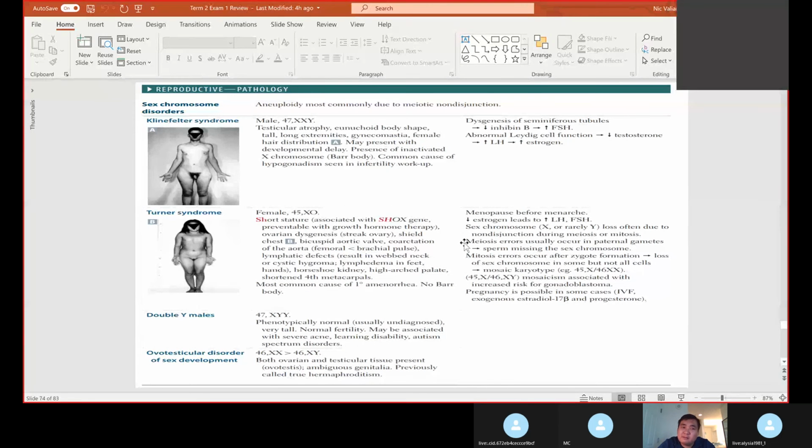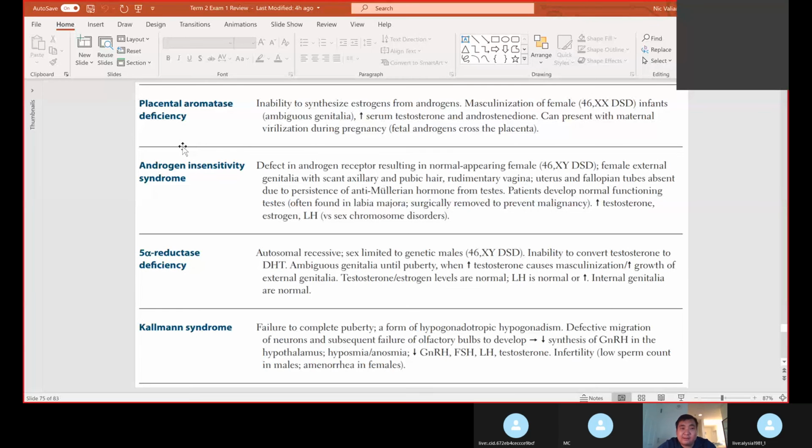Can someone who has Turner syndrome become pregnant? Because they have ovarian dysgenesis, another high yield. They have streak ovary. Can they become pregnant? Yes, they can become pregnant. Sometimes IVF, or you just give progesterone. Okay? Know those two pathologies. Very high yield. Another high yield here: placental aromatase deficiency. This is you cannot synthesize estrogen from androgen. So if you're a female, you have masculinized features, for example, ambiguous genitalia. In infants, you can have increased serum testosterone and androstenedione.